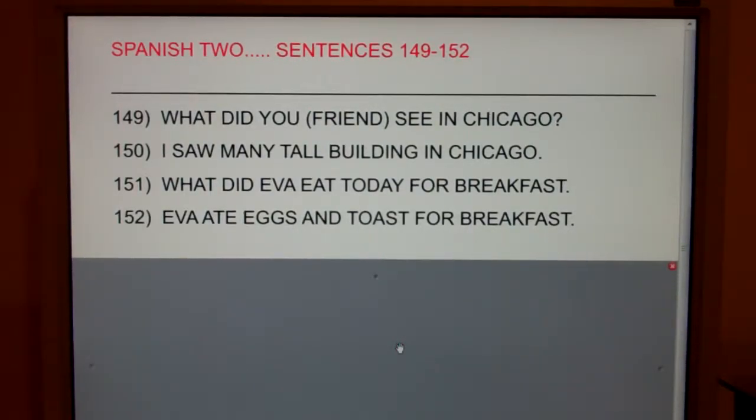This is Spanish 2, sentences 149 through 152.